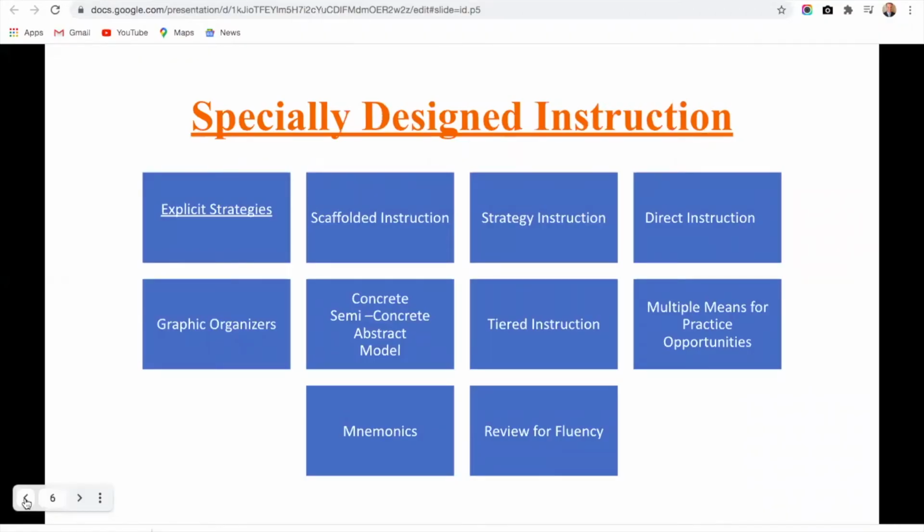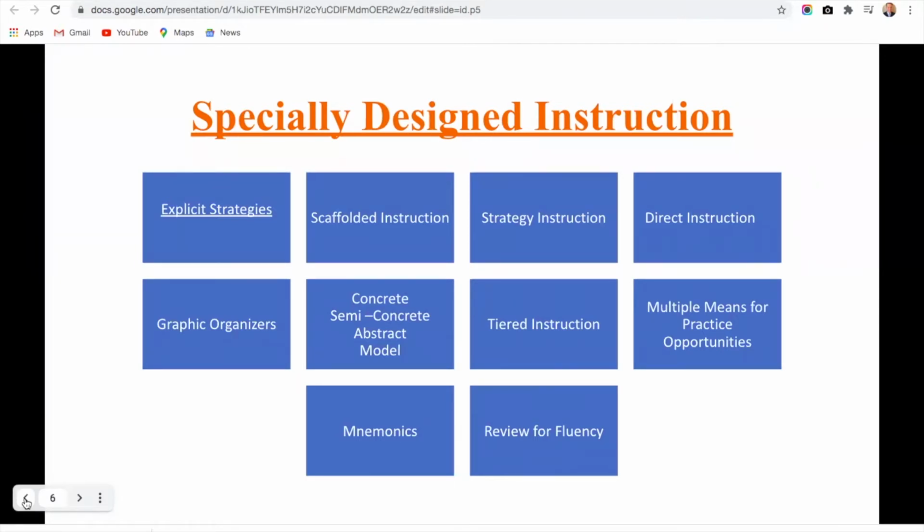Talking about, you see Anita Archer there providing explicit instruction. She is very clear, and in the lesson, she's breaking those words down. She's working on vocabulary, which we feel is so very vital for every special design instruction area. But this slide here has scaffold instruction, strategy instruction, direct instruction, graphic organizers, concrete, semi-concrete, abstract model, the tiered instruction model, multiple means for practice opportunities, mnemonics, and review for fluency.